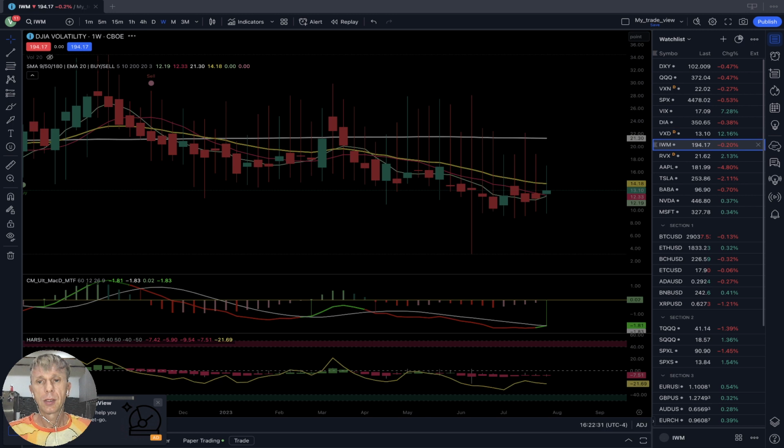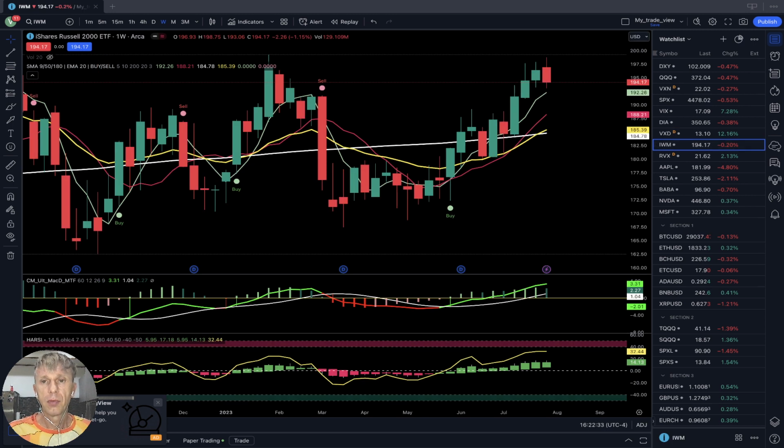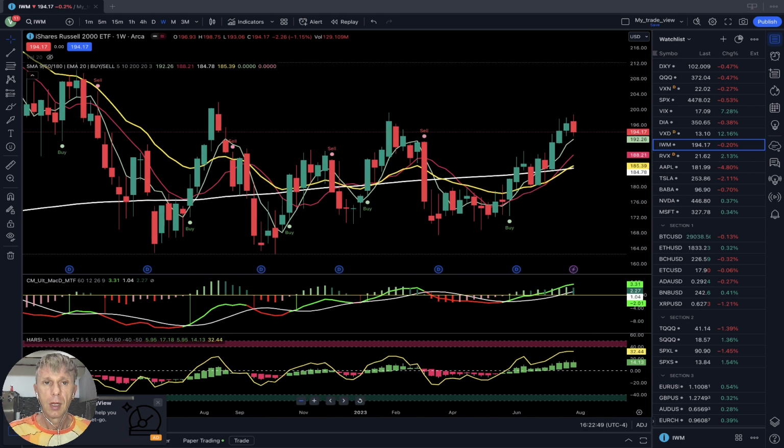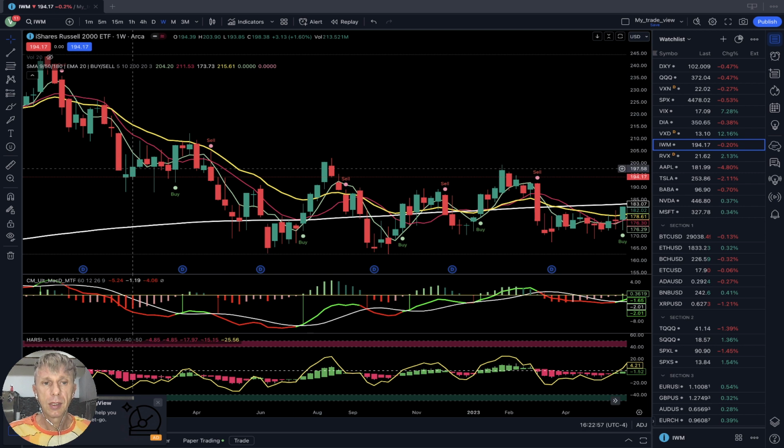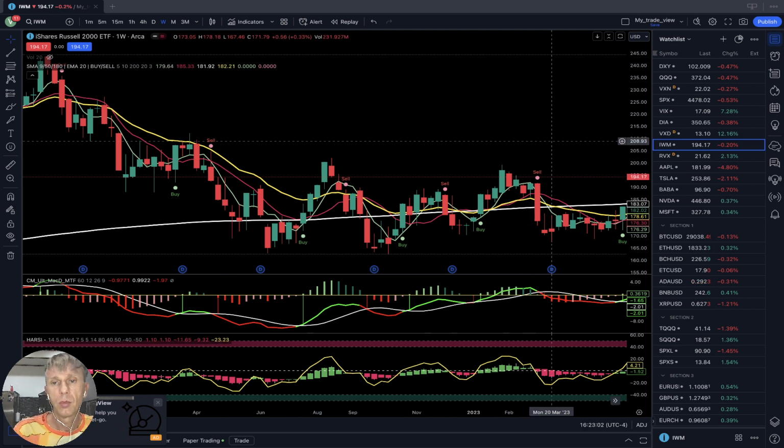IWM, Russell 2000, weekly time frame, last bar disconnected from MA10 and 20. MA20 did a bullish crossover. It is a very powerful bullish crossover. It means it can go bullish because of that MA20. But at the same time, there's a lot of resistance. You see this level? Two recent highs, right? Here there's a lot of resistance on the weekly time frame. It can be rejected.